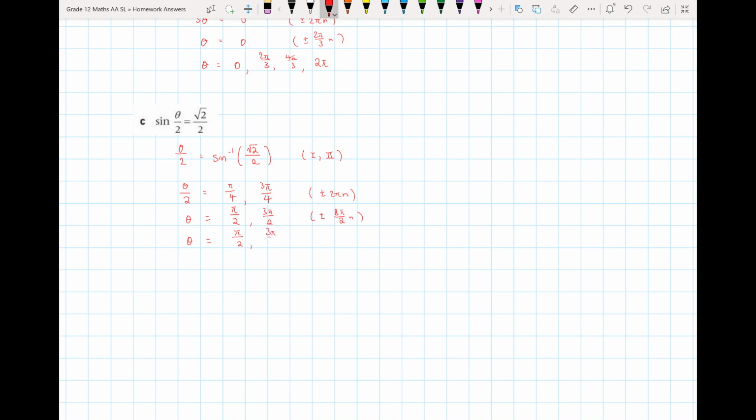What about 3 pi by 2? If I go backwards 8 pi, it will be negative 5 pi, so no good. And if I add 8 pi to 3 pi, it becomes 11 pi, and that's also no good. So those are the only 2 answers.